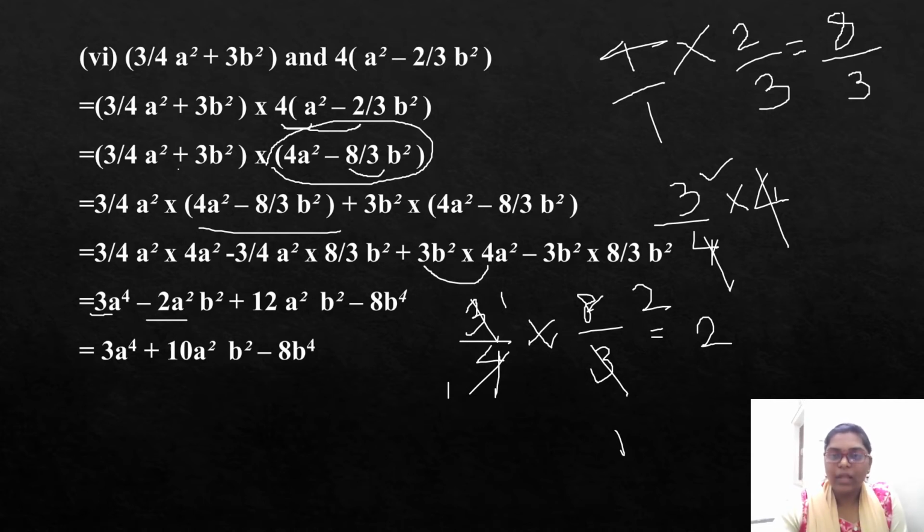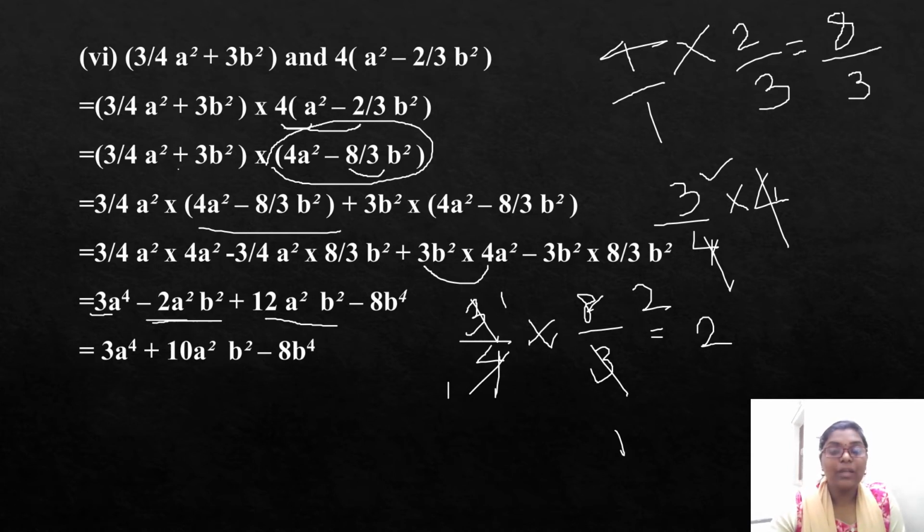Next 3 into 8 by 3. So this 3 and 3 get cancelled. 8 will be 8b power 4. So that thing I see. This term also a square b square. This term also a square b square. So see the sign. This is minus and this is plus. So minus and plus means obviously you have to subtract.